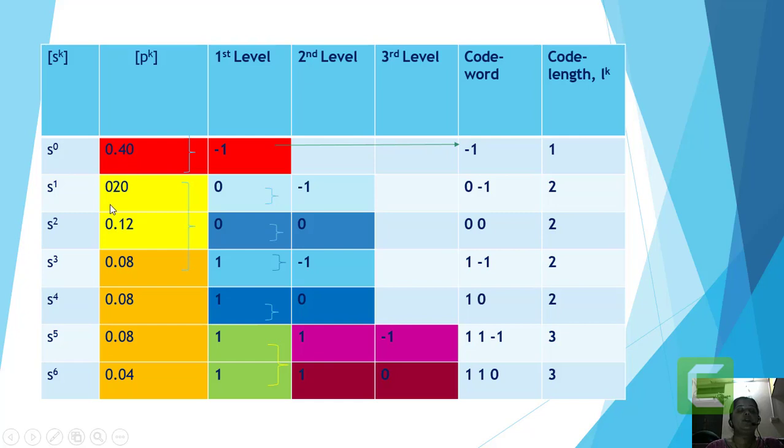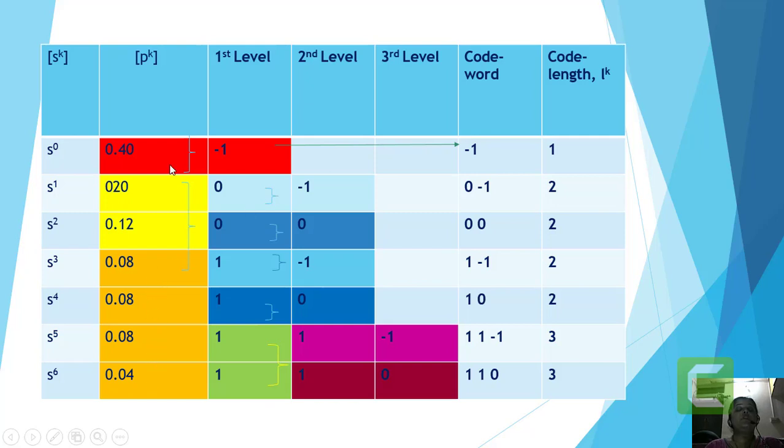The probabilities are 0.40, 0.20, 0.12, 0.08, 0.08, 0.08 and 0.04. We may do the grouping as follows: the first group is 0.40. The yellow marked group will be 0.32. The brown marked group, the last three will be 0.24 and this 0.04 makes 0.28, which is of nearly equal probability. So the first group is marked with red, the second with yellow and the third with brown.